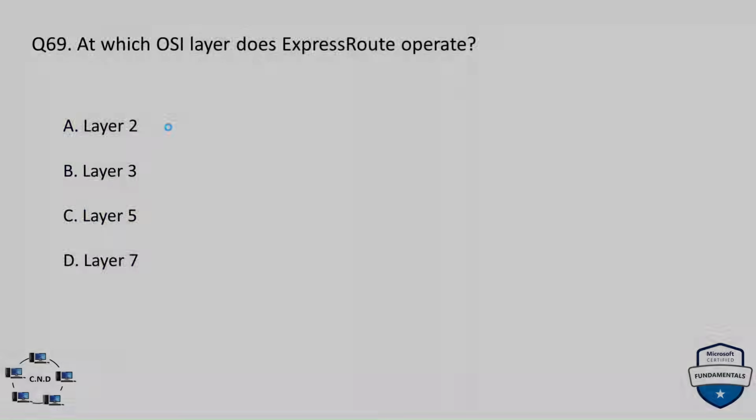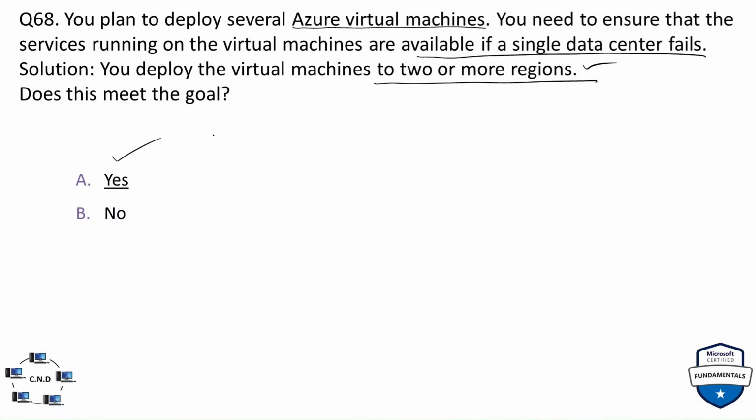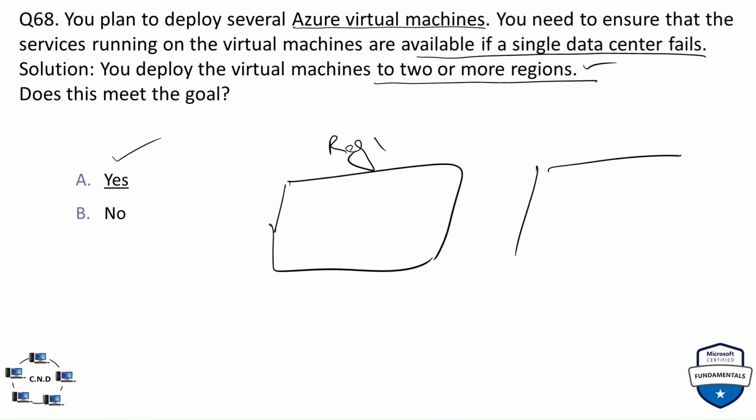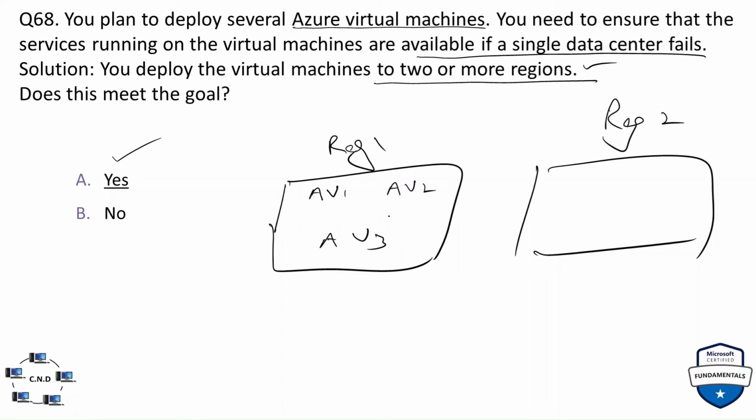So again, the high availability at the very high level, we have the regions. Let's suppose this is region 1 and here we have region 2. And inside regions we have availability zones. Let's have availability zone 1, availability zone 2, and availability zone 3. In the same manner, we have availability zone 1, 2, and 3.